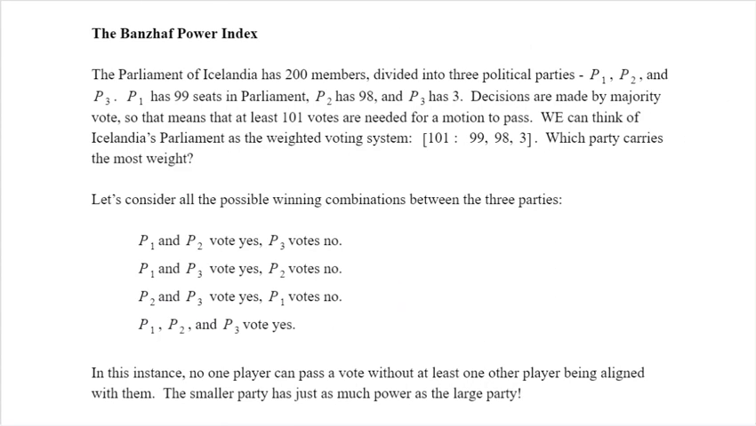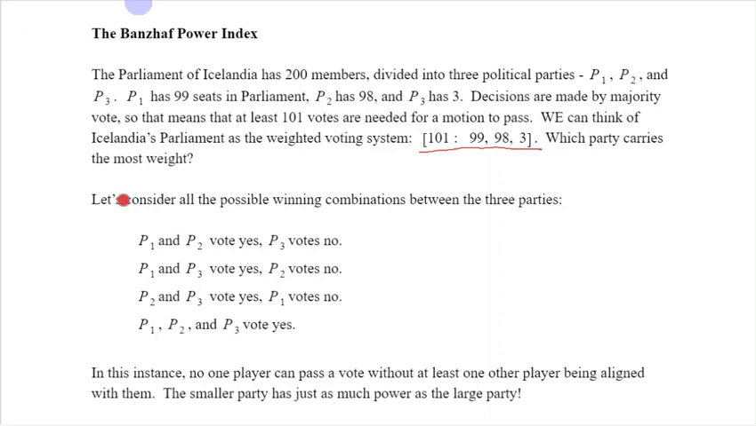So, let's take a look at the Parliament of Icelandia. They have 200 members divided into 3 political parties. We'll call them P1, P2, and P3. P1 has 99 seats in Parliament, P2 has 98, P3 has 3. Decisions are made by a majority vote, which means that we need at least 101 votes for a motion to pass. So, we can think of Icelandia's parliament as this weighted voting system. So the question is, which party carries the most weight, or which party has the most power?